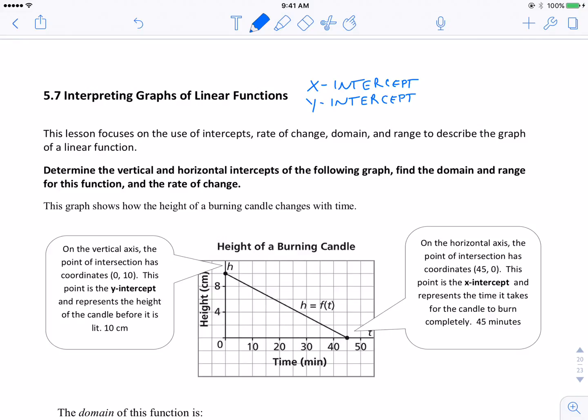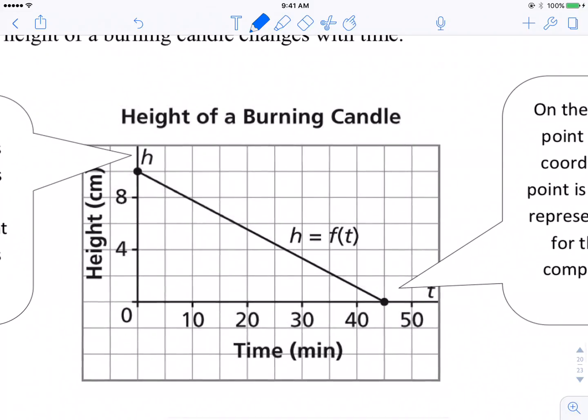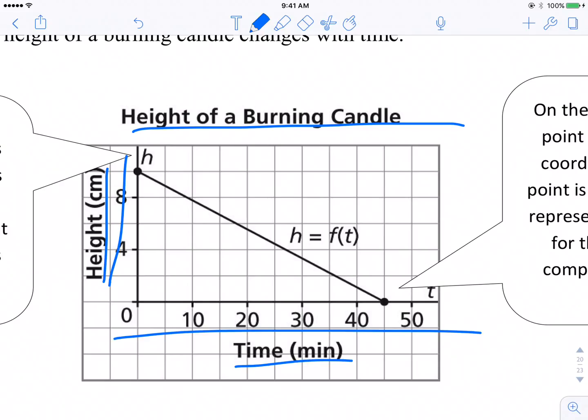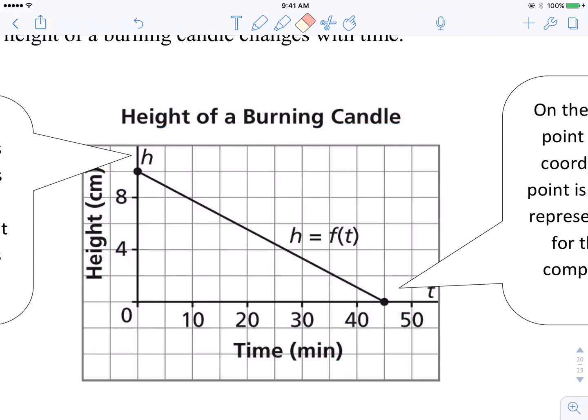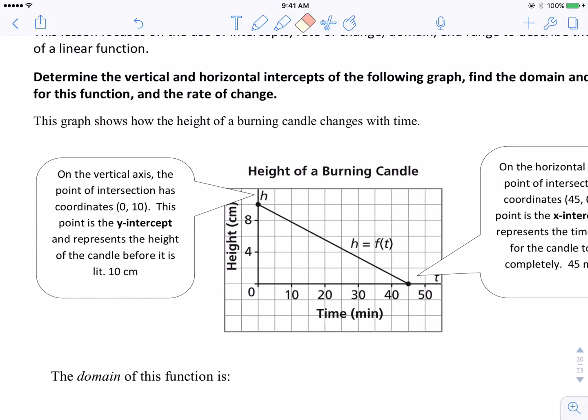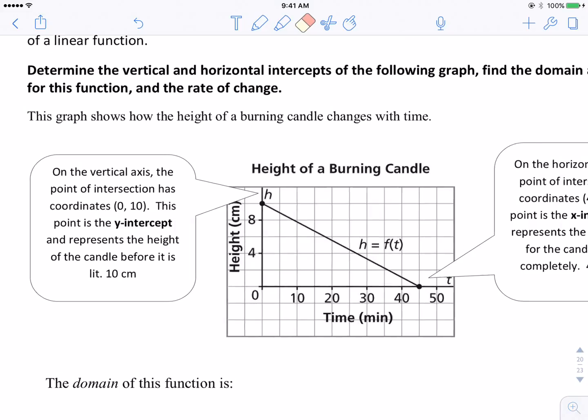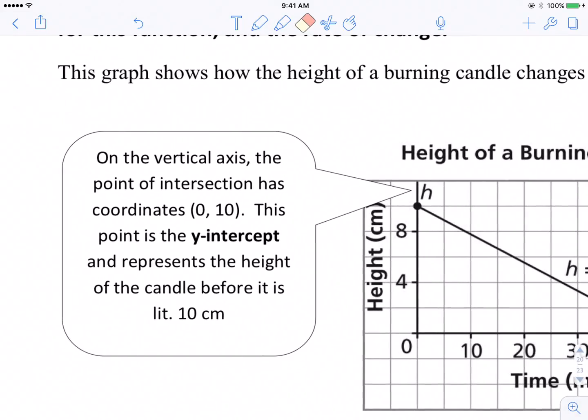So here we have our nice fancy graph. We've got a great title. We have labels with units, and a great scale, points plotted, lines drawn. All of the key characteristics of a graph, which I hope you know after doing the 5.4 graphing assignment. On the vertical axis, the point of intersection has coordinates 0, 10.